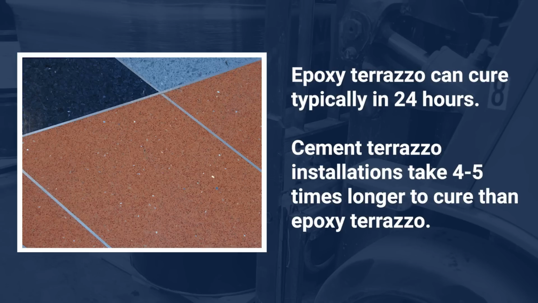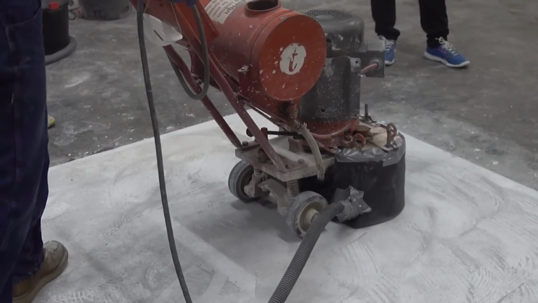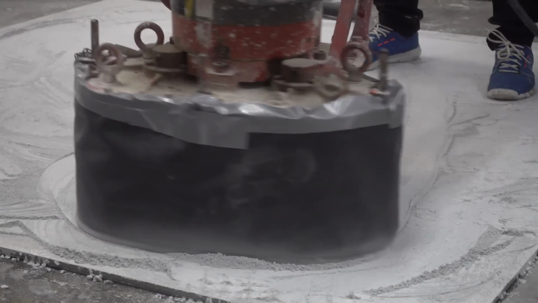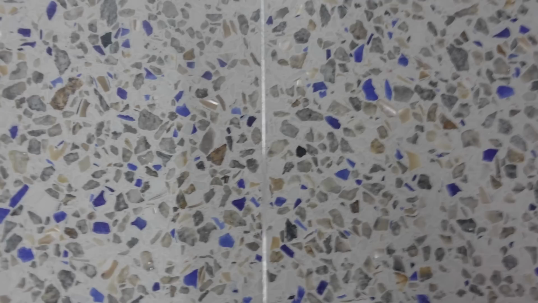The key thing to remember is that cement terrazzo typically takes 4 to 5 times longer to complete than epoxy terrazzo. Grinding for both cementitious and epoxy terrazzo is relatively the same procedure, with the exception of the initial rough grinding. Rough grinding for epoxy terrazzo is done dry with vacuum systems collecting the grinding dust. On the other hand, cement terrazzo is wet ground so a slurry is created. Grinding concludes when the divider strips and aggregates are exposed on the floor.